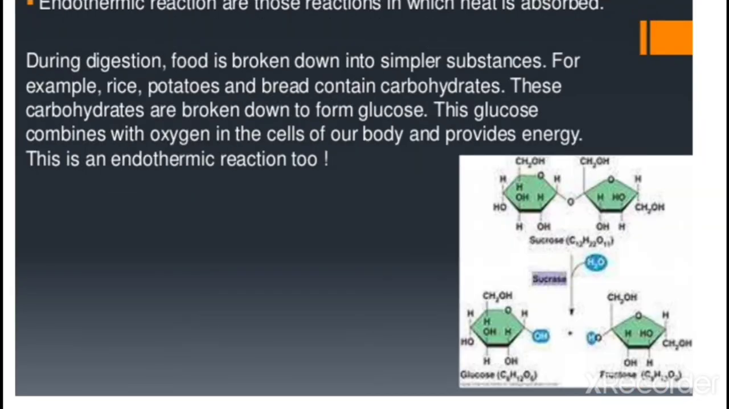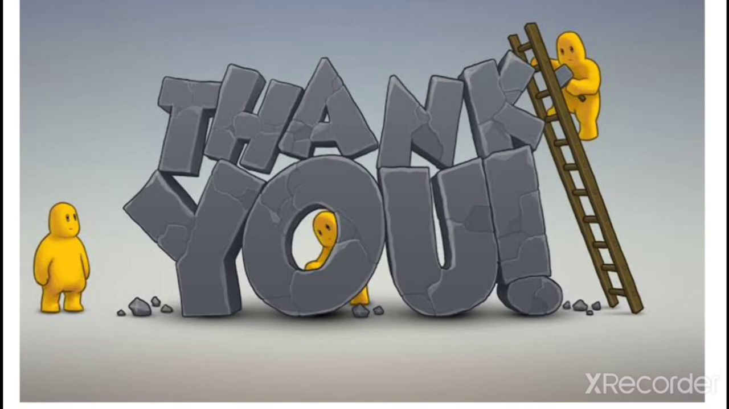Endothermic and exothermic reactions. During digestion, food is broken down into simpler substances. For example, rice, potatoes and bread contain carbohydrates. These carbohydrates are broken down to form glucose. This glucose combines with oxygen in the cells of our body and provides energy to us. This is an example of an endothermic reaction too.